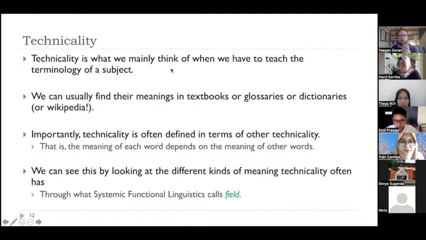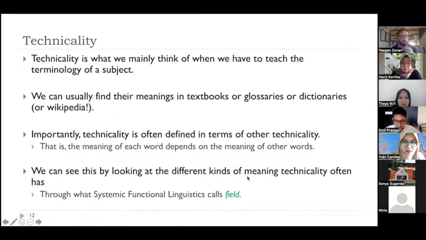So technicality is what we mainly think of when we have to teach the terminology of a subject. And we can usually find their meanings in textbooks or glossaries or dictionaries or Wikipedia. That's what I use a lot of. When I don't know what a word means, I Google it. There it is. Importantly, a technical term, technicality, is often defined in terms of other technicality. So in order to describe what a technical term means, you need to use other technical terms very often. So if I was to explain to you what a photon means, I would have to explain to you different types of particle and the nature of light using other technical terms.